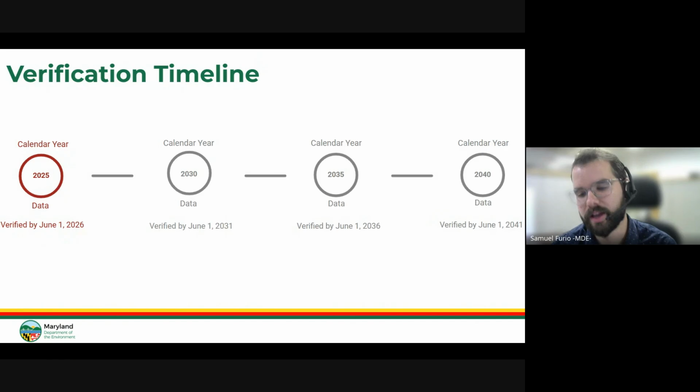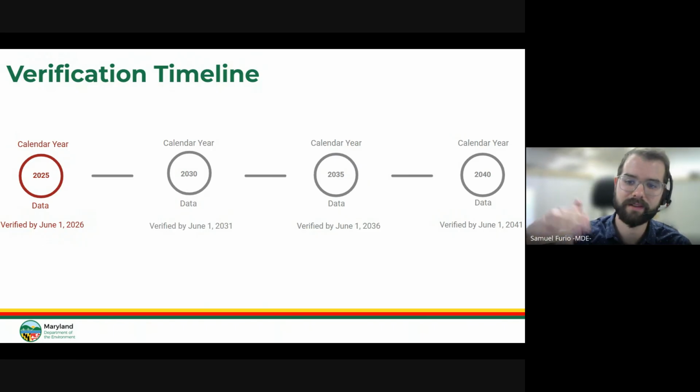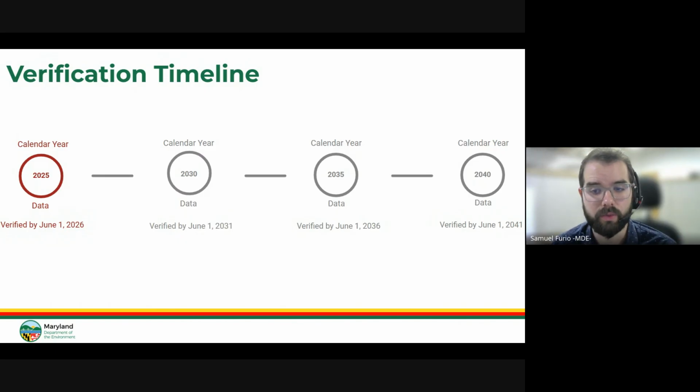So what's the timeline for verification? Again, I said every 5 years. We're starting this next year. So by June 1, 2026, building owners are going to have their calendar year 2025 data verified. By then 5 years later, in June 1, 2031, verifiers are going to verify the 2030 data. And in 2036, the verifiers are going to verify 2035, 2041, they're going to verify 2040, and so on.